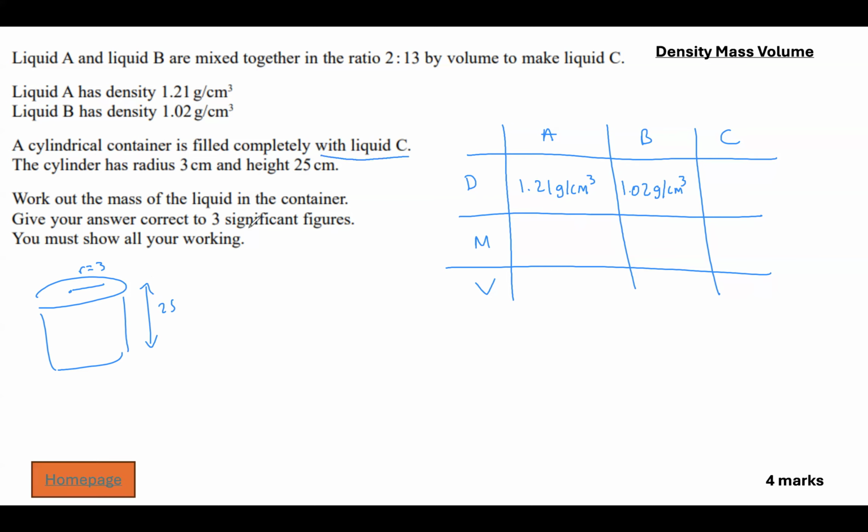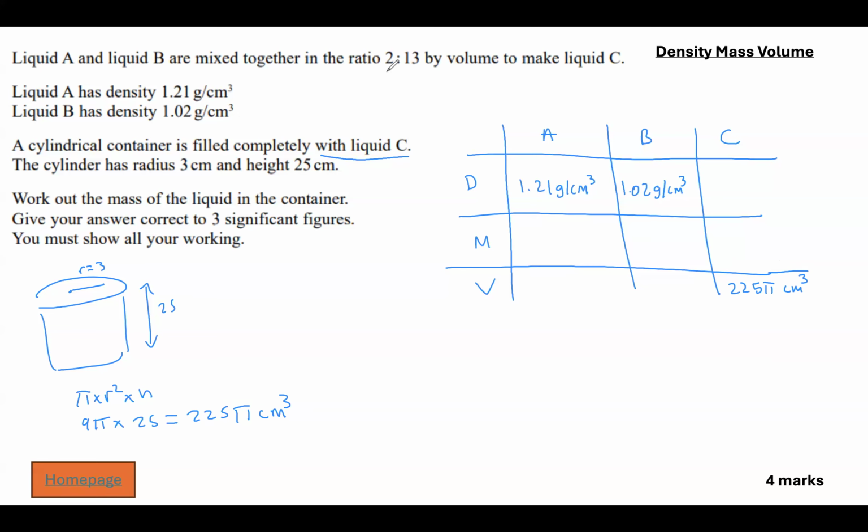So this container is filled completely with liquid C, right? So from here, we can work out the volume of C because we can work out the volume of the cylinder. So the volume here is going to be pi times r squared times the height. The radius is 3, so we get 9 pi times 25. So that's going to give us 225 pi cm cubed. So that is the volume of C. So I'm just going to write 225 pi cm cubed.